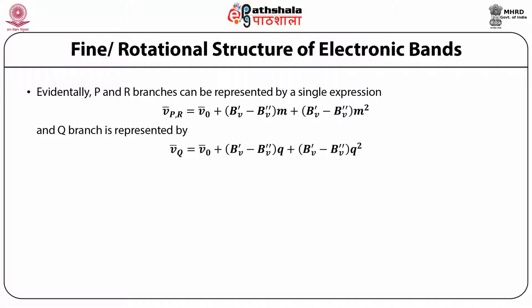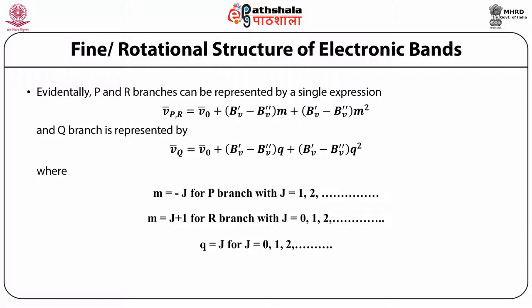where m is equal to −J for P branch with J equal to 1, 2, 3, etc., and m is equal to J plus 1 for R branch with J equal to 0, 1, 2 and so on. And q is equal to J for J equal to 0, 1, 2, etc.